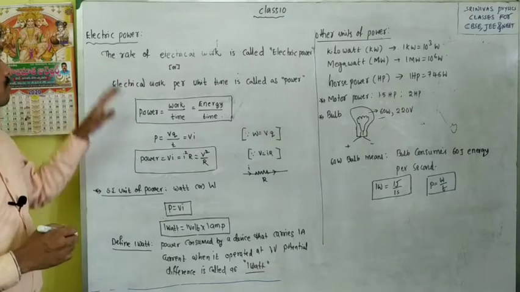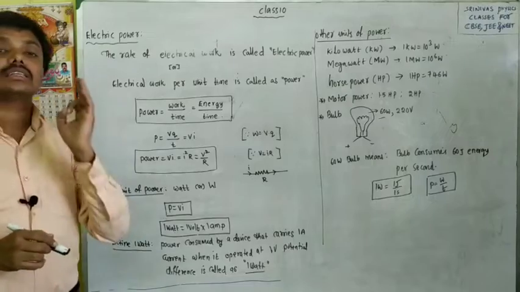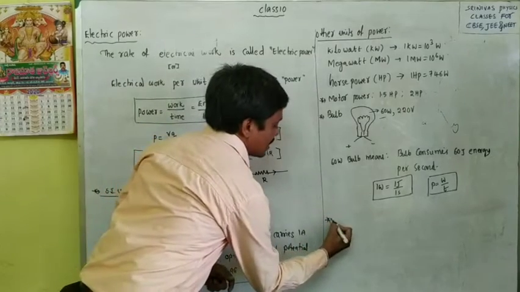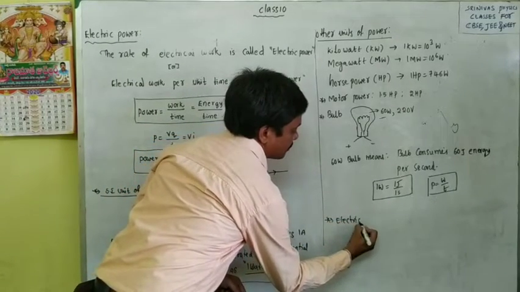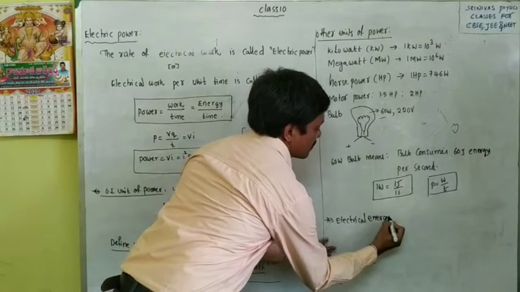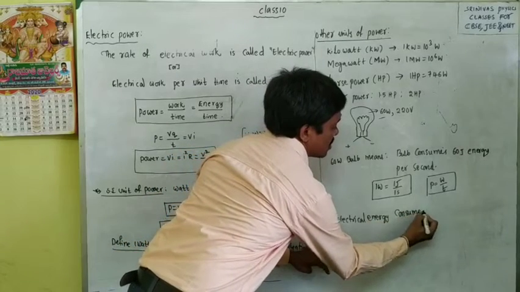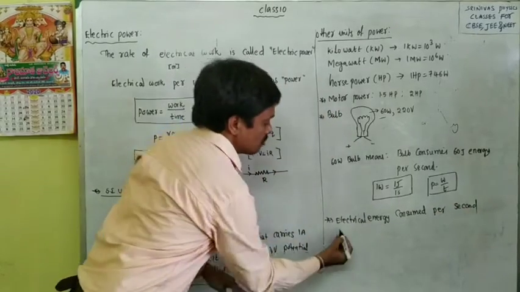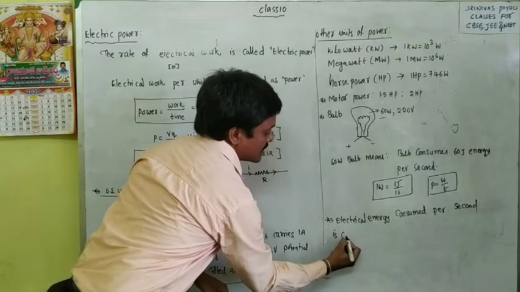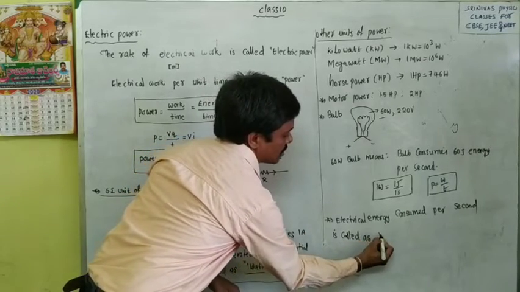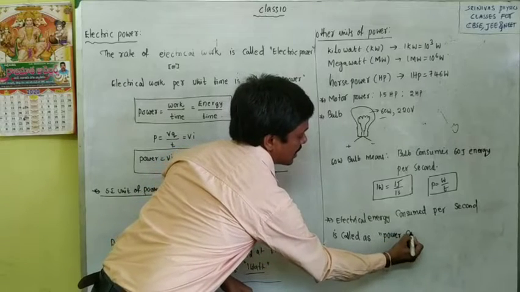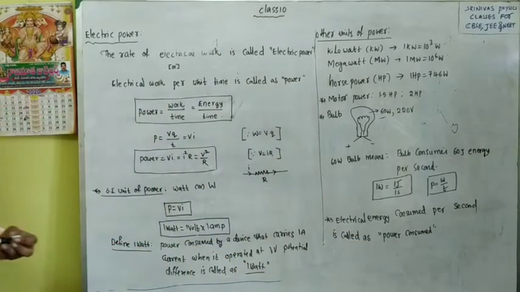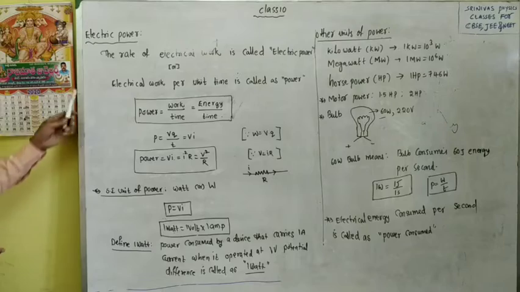We can also define it like this: electrical energy consumed per second is called power. In every second, how much energy is consumed, that is called power consumed, or the power. And this is about electrical power.